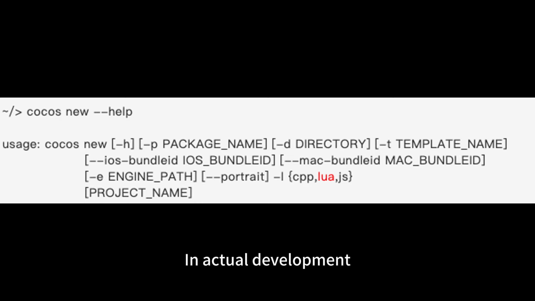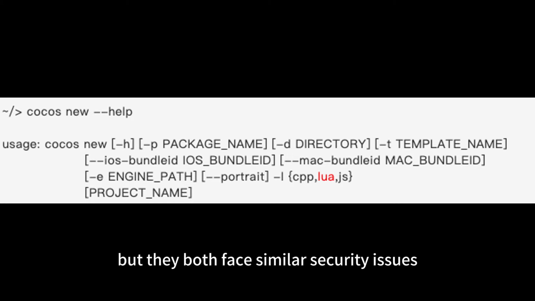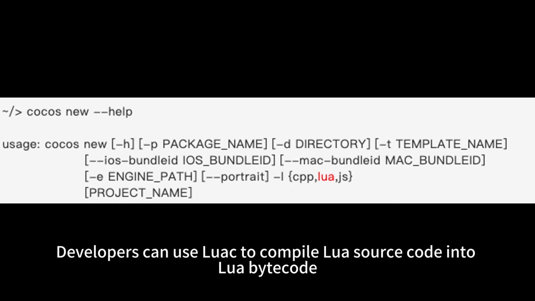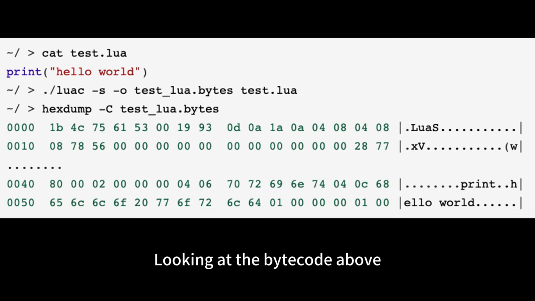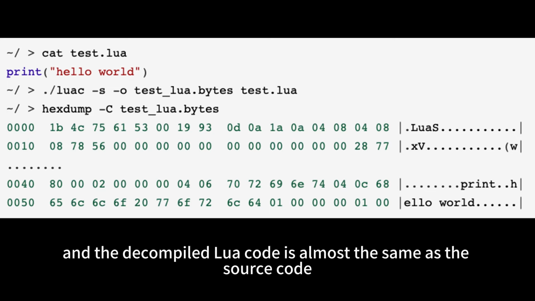In actual development, developers can choose to use official LUAC or LuaJIT to compile Lua scripts into bytecode, but they both face similar security issues. 1. Official Lua. Developers can use LUAC to compile Lua source code into Lua bytecode. Looking at the bytecode above, it no longer contains source code, only function names and strings. However, Lua bytecode is very easy to be decompiled by tools like LuaDec and unluac, and the decompiled Lua code is almost the same as the source code.